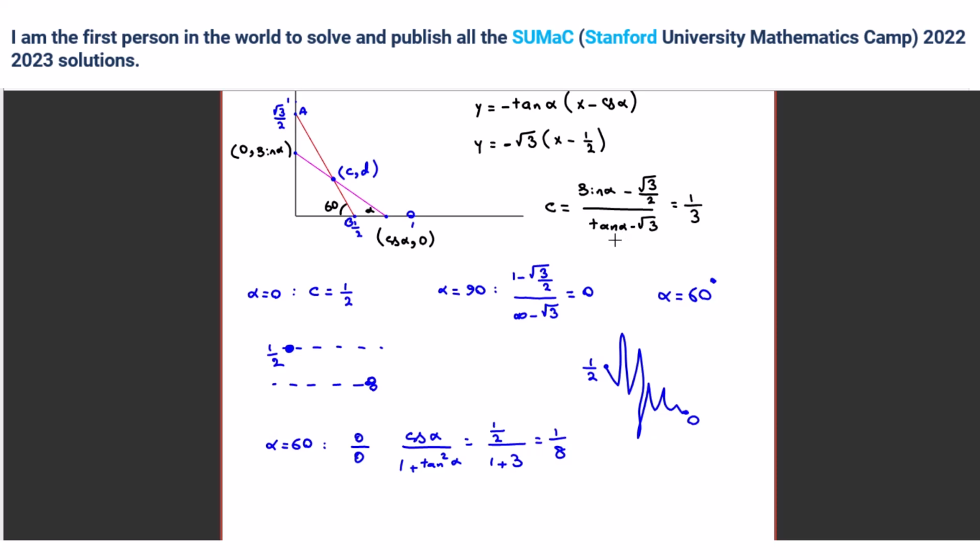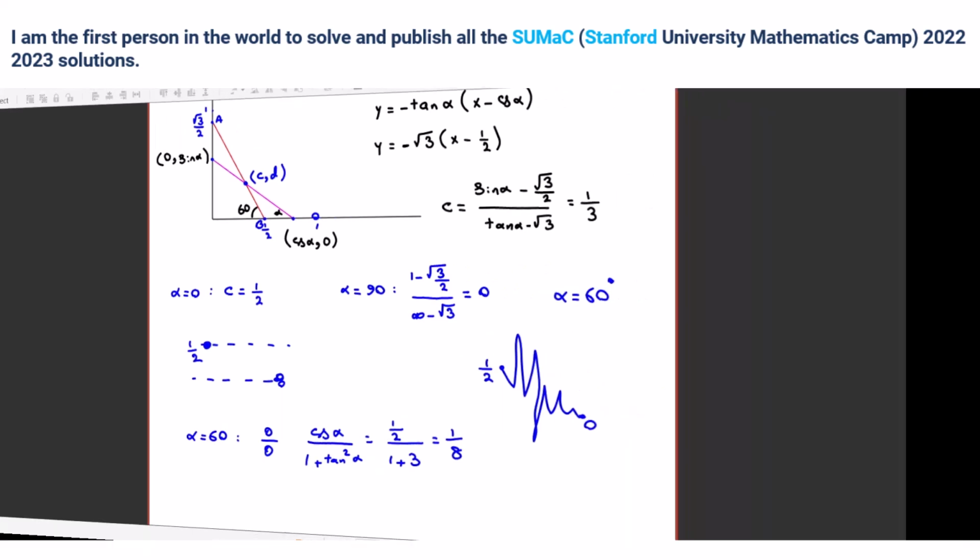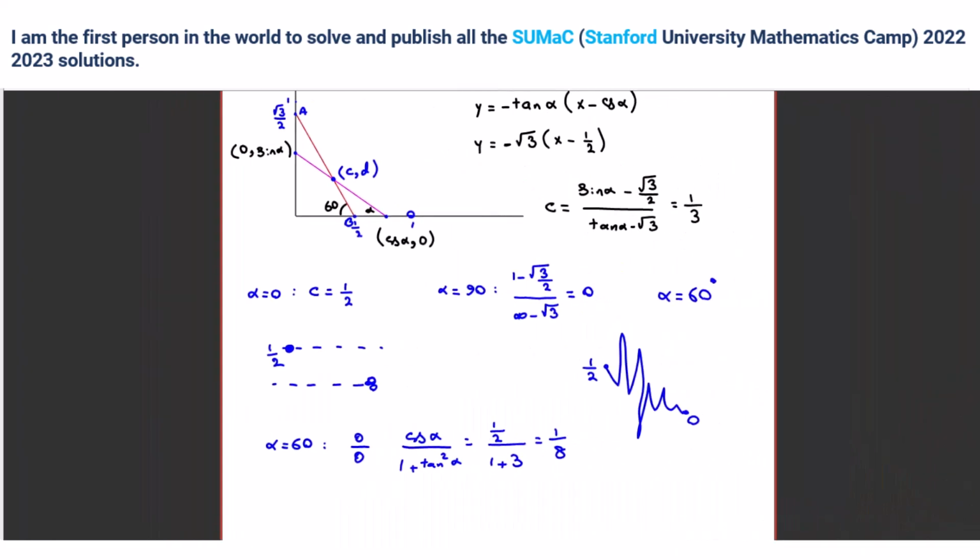Okay. So try on your own, see if you can prove that this one cannot be equal to 1 over 8. Okay, so if you set it equal to 1/8 and cross multiply, then you can get 4 sine A minus tangent A equals 3 root 3.